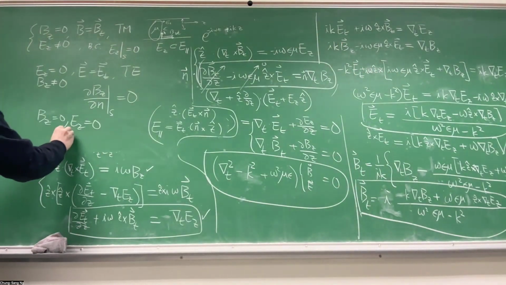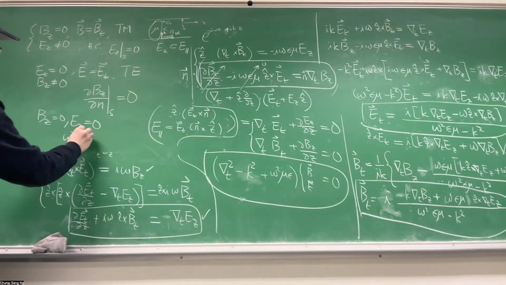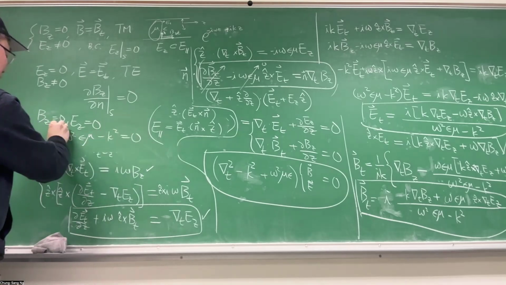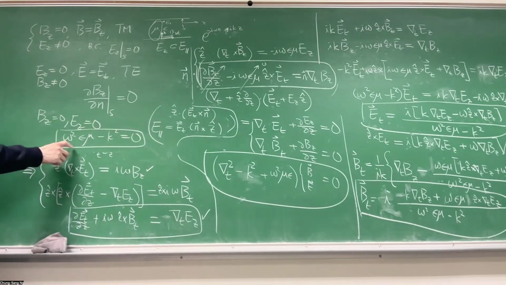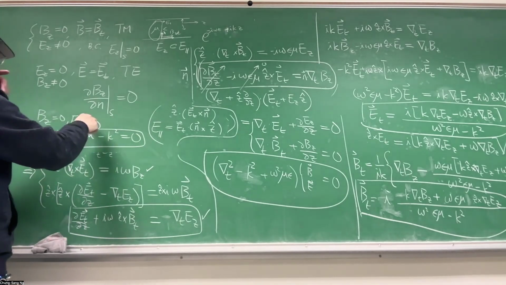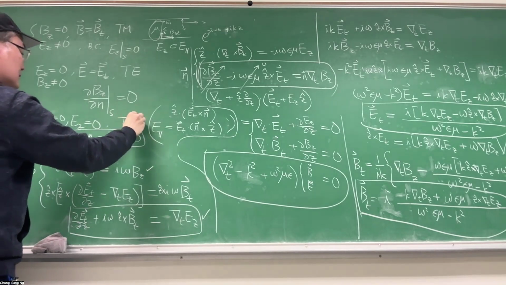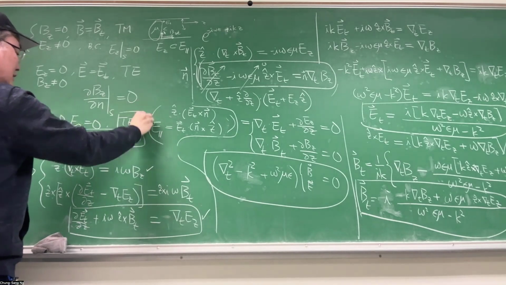This is the case where omega squared epsilon mu minus k squared is zero. So this is the dispersion relation we saw before. That's exactly the vacuum, not vacuum, the uniform medium dispersion relation. So basically, for this case, because both electric field and magnetic field are transverse, it's called a TEM, transverse electromagnetic.